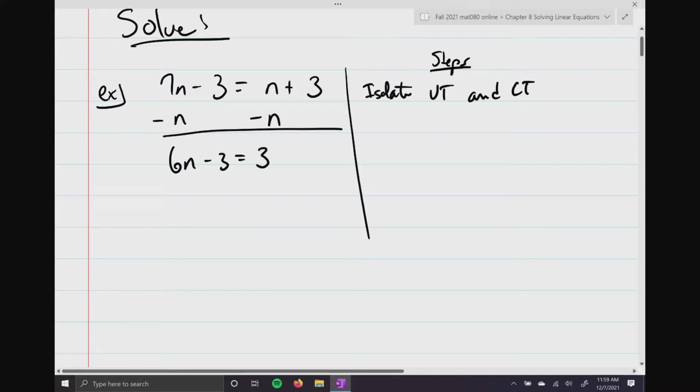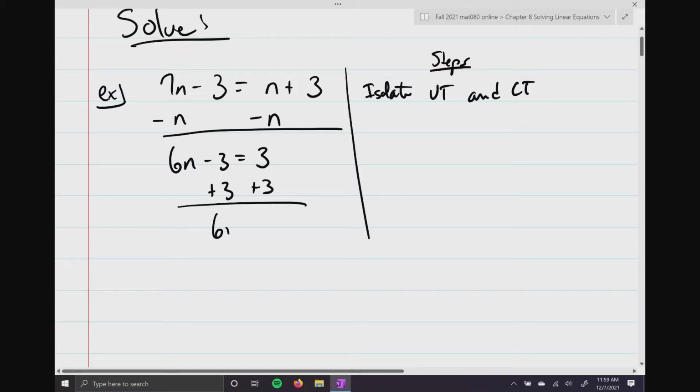Now I am forced to move this minus 3 on the left-hand side, because remember, we have a variable term and a constant term, so this constant term has to move. Since it's negative 3 on the left and I want to move it to the opposite side, I do the opposite operation, which is add 3.